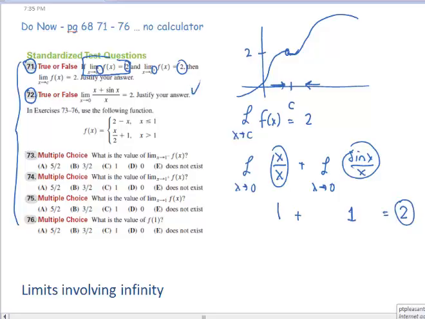Now, I want you to try these problems on your own. I'm going to pause the video, and these are basically how you evaluate left-hand, right-hand, and whole limits with a piecewise function. So work on those and I'll put up the answers and then we'll move on with the lesson.